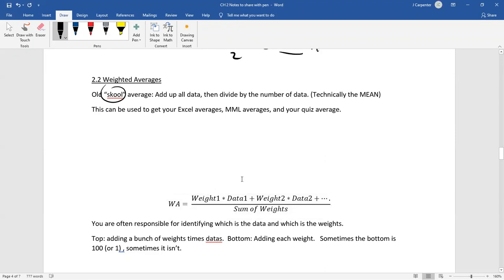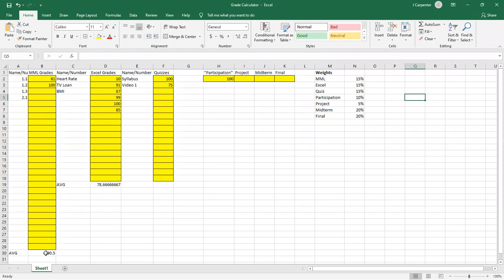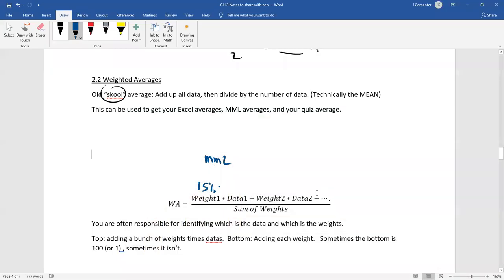So what I mean by weight and data, let's talk about, maybe this 1 is the My Math Lab homework section. So the weight would be the 15%, because that's what your My Math Lab grades are worth, 15% of the total grade, and then times whatever you got for your My Math Lab average. So right now, looking back at that Excel file, my Math Lab average was a 95. So then I could do times 90.5.